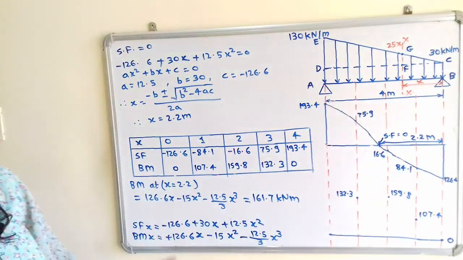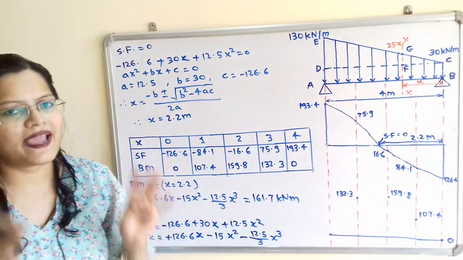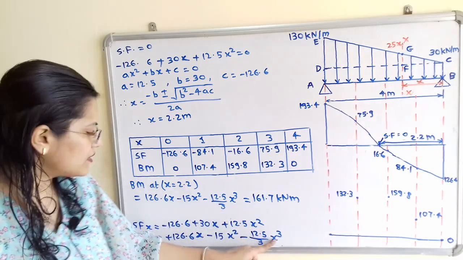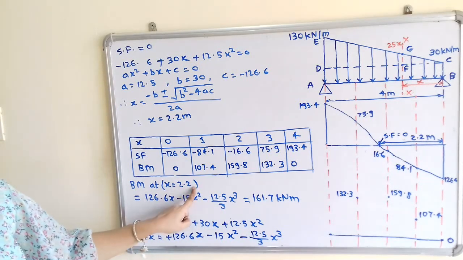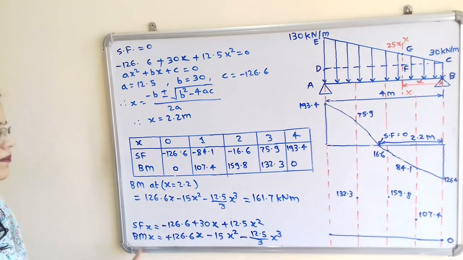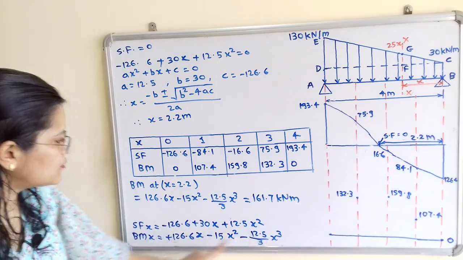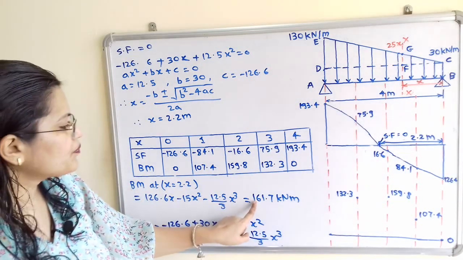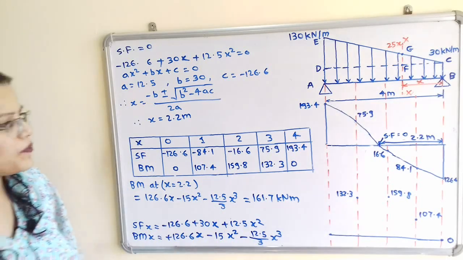Now at this distance x is equal to 2.2 meter, we get the maximum bending moment. So how to calculate this? So in the bending moment formula we will put x is equal to 2.2 and then we will get the maximum value of bending moment. So when we put x is equal to 2.2 in this formula, then we will get bending moment is equal to 161.7 kilonewton meter.